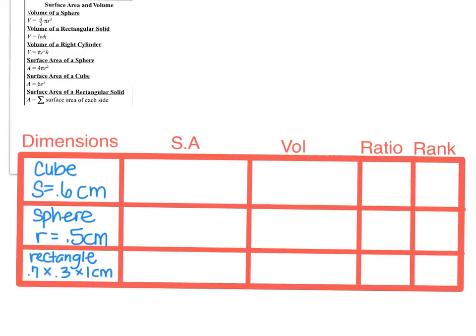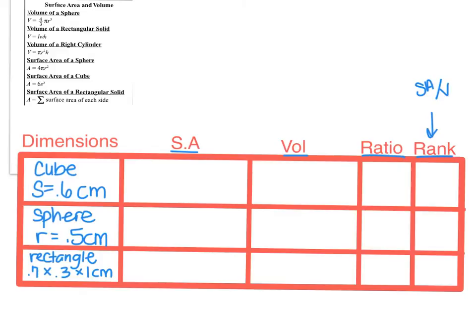Alright, so I've given you here 3 shapes of different dimensions, and what we're going to do is walk through the formulas, calculate the surface area, the volume, the ratio of the surface area to the volume, and then we're going to rank them in order from the most efficient to the least efficient. Remember, the most efficient being the one that has the highest surface area to volume ratio.